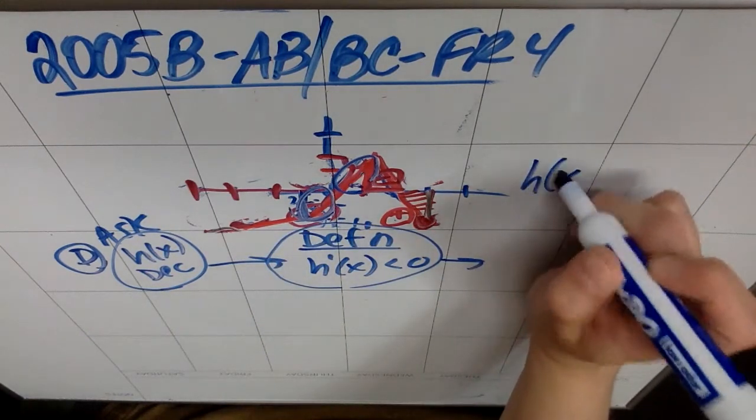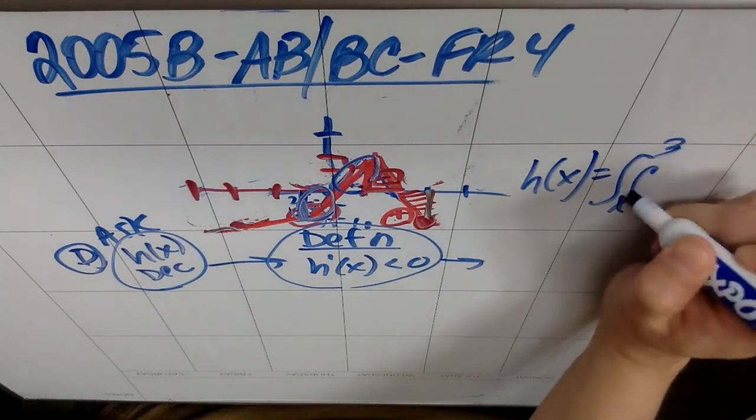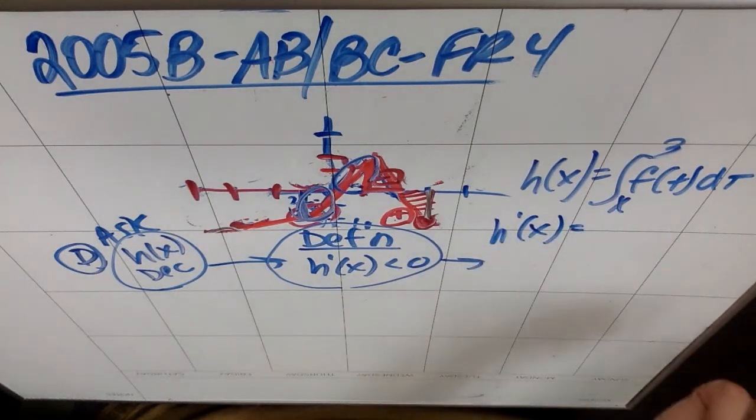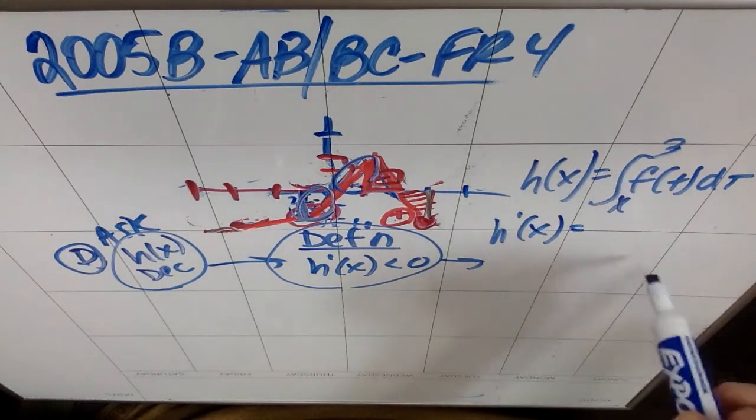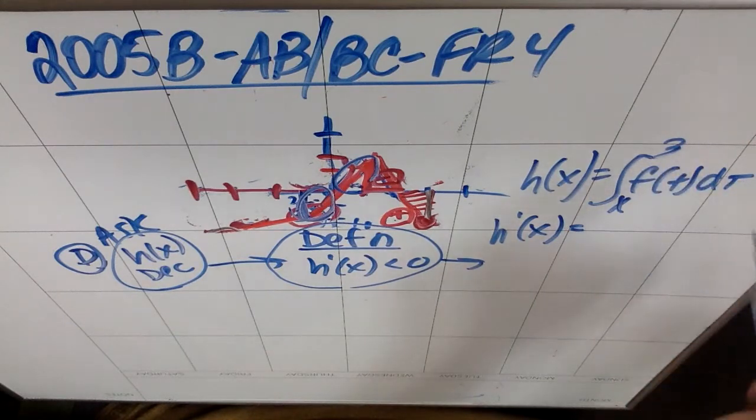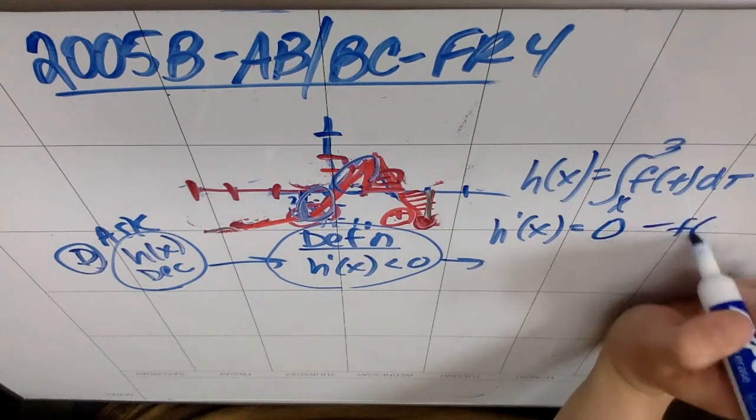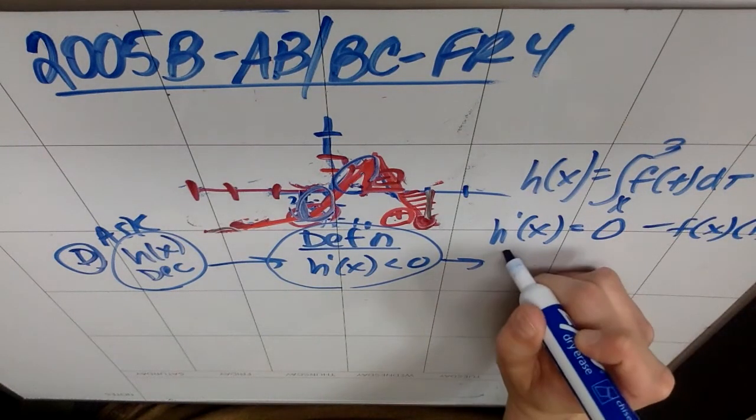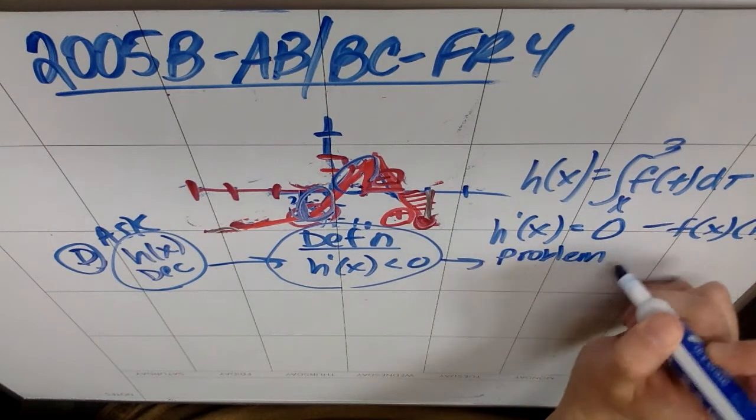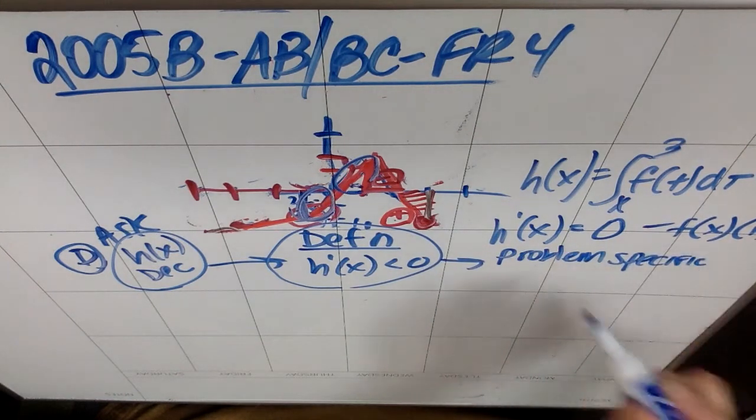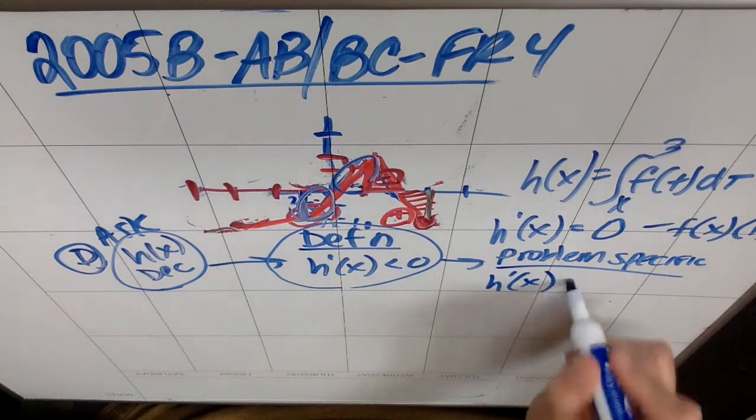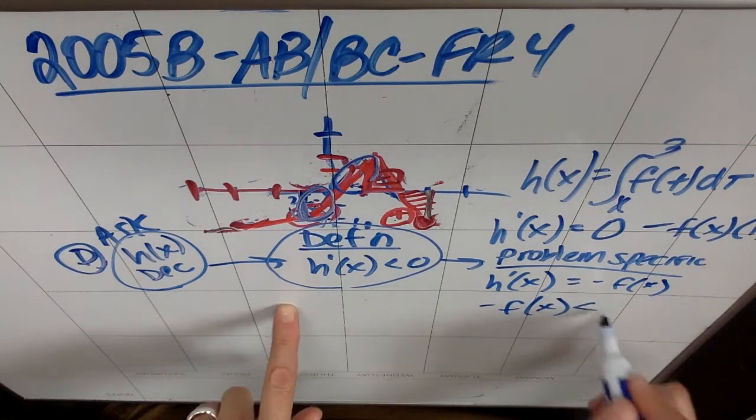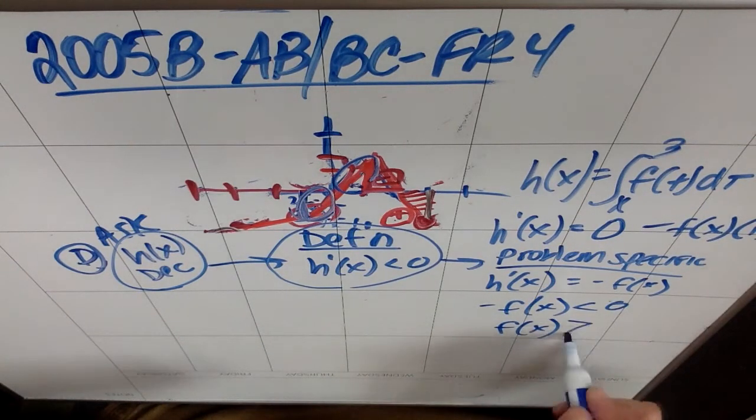Cool. Well, now we need to use what we know about h. Since h of x is the integral from x to 3 of f of t dt, when we take the derivative, and this is a little bit tricky, we don't get f of x. Because if you were to differentiate this, you would plug in f of 3 times d3, which would be 0, minus f of x times dx, which is a 1. So in this problem-specific translation, your h prime of x is equal to negative f of x. So what you're actually asking is for negative f of x to be less than 0, which is the same as saying when is f of x greater than 0.